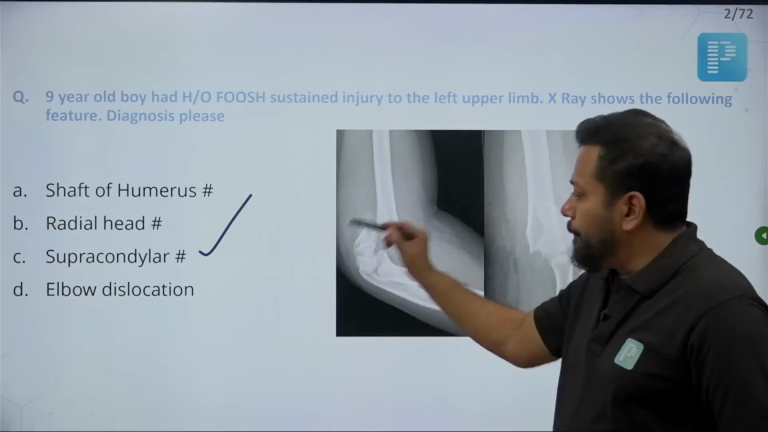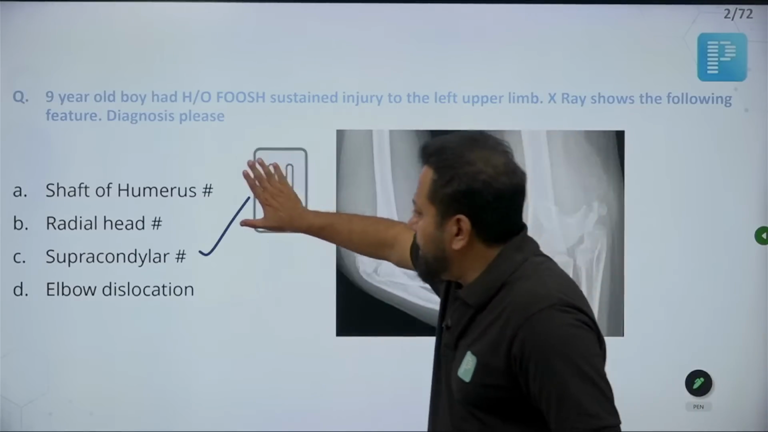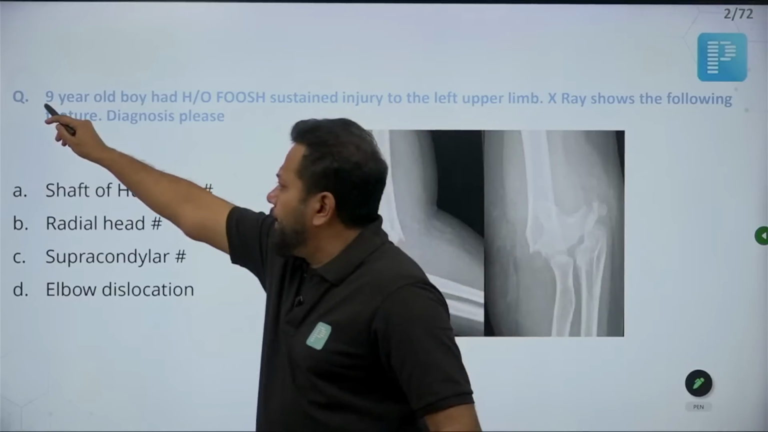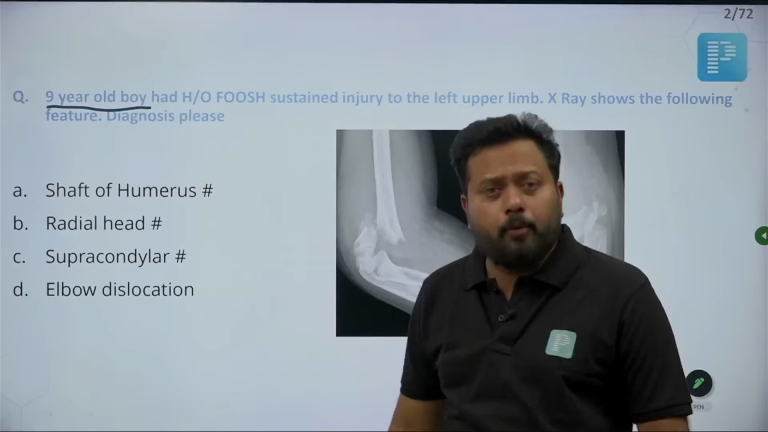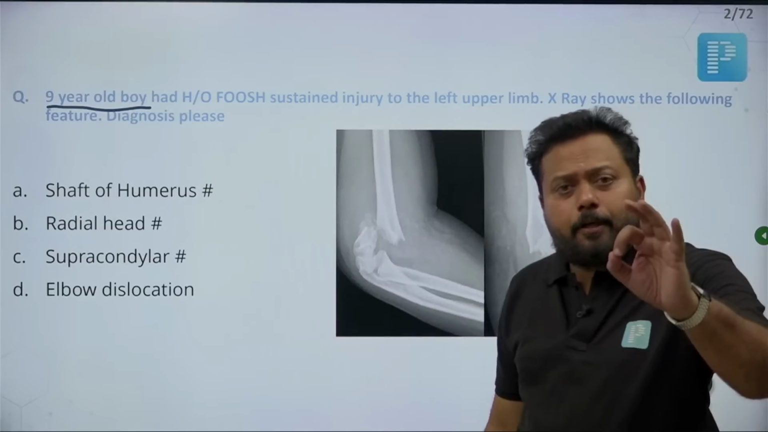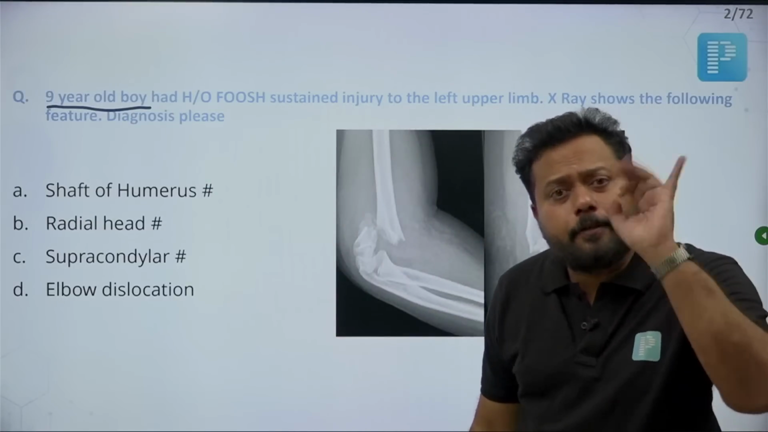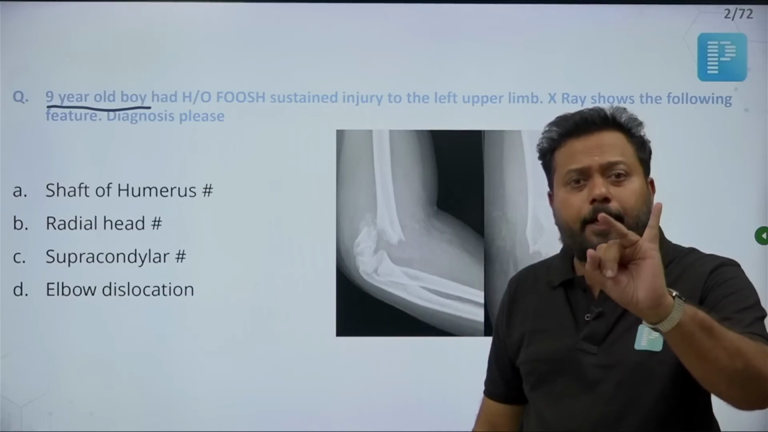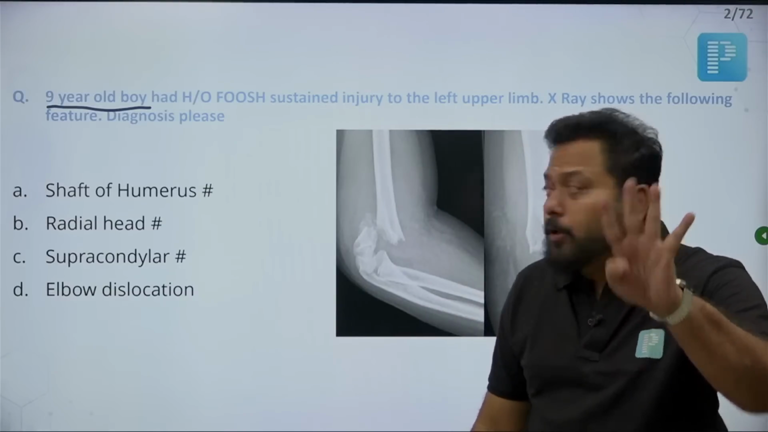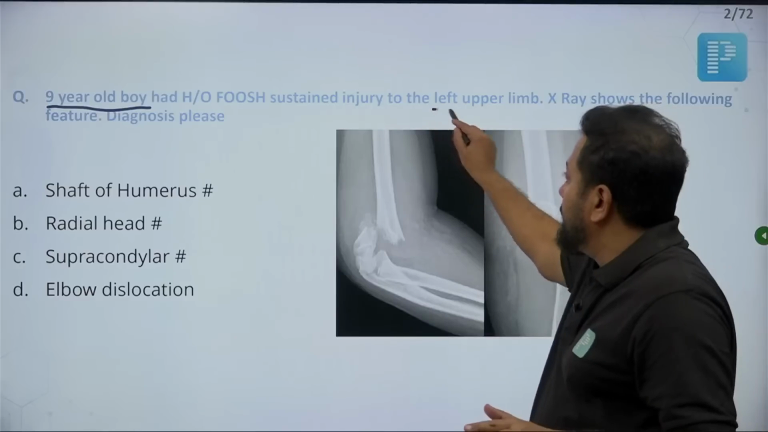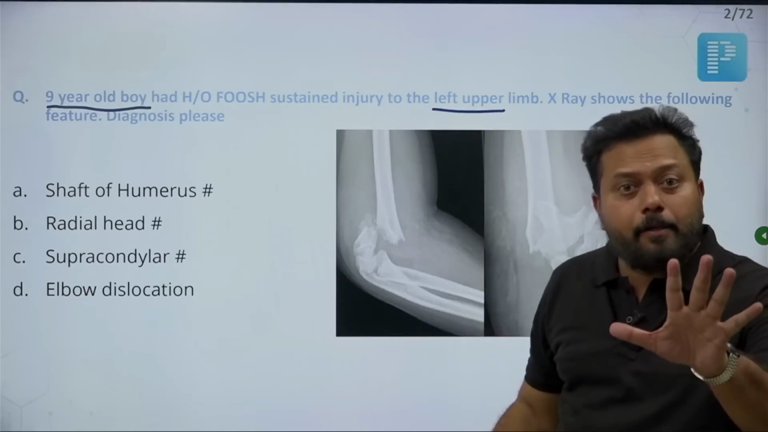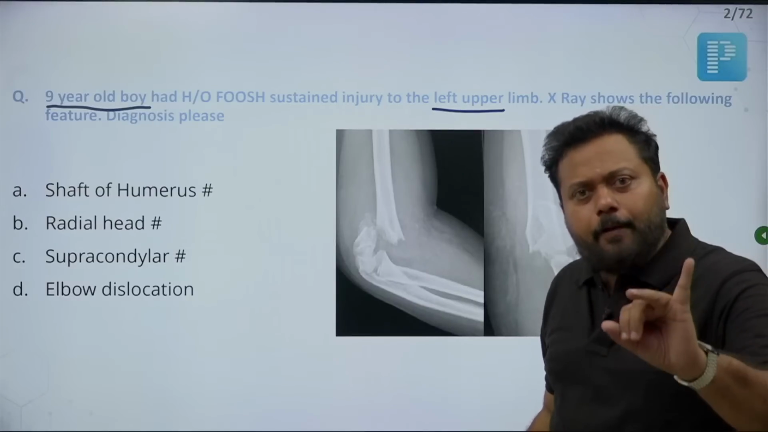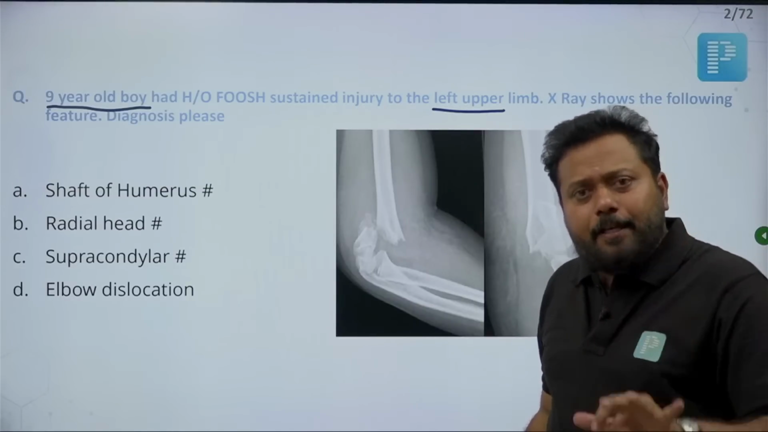You see, supracondylar fracture. And the second point: a 9-year-old boy, that gives a clue. Supracondylar fracture is the most common fracture of childhood. Point number 1: it most commonly occurs below 10 years. The book says it is more common in boys and more common on the left side. All these are facts, and all these are asked questions, dear friends. Common age is less than 10.